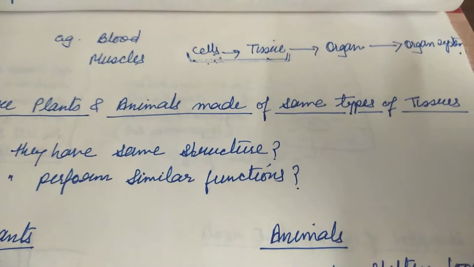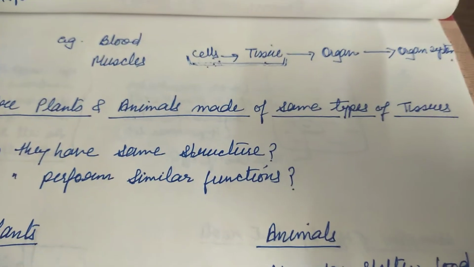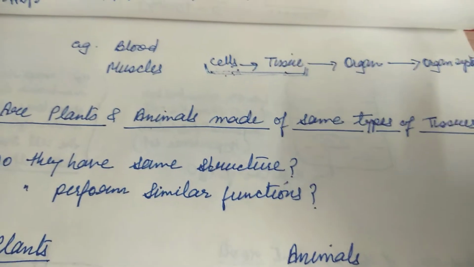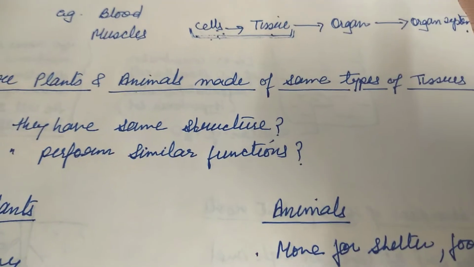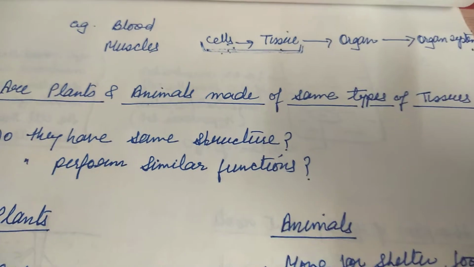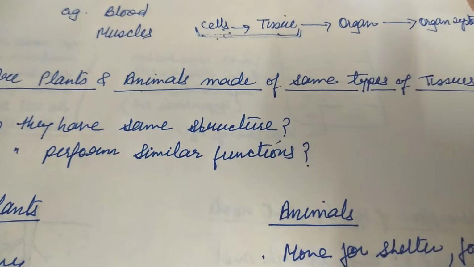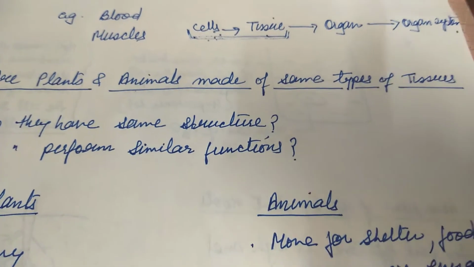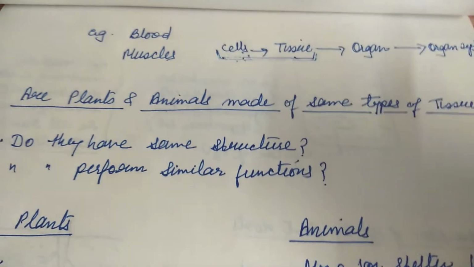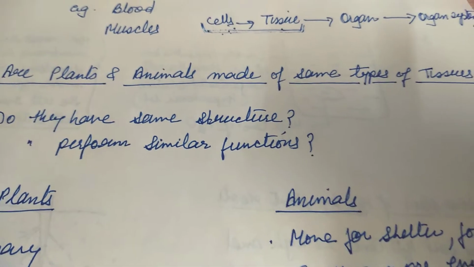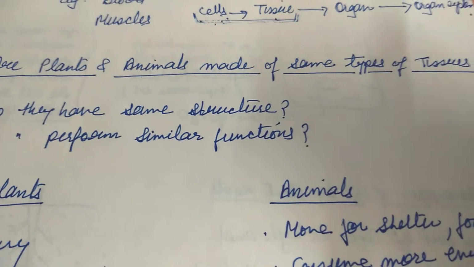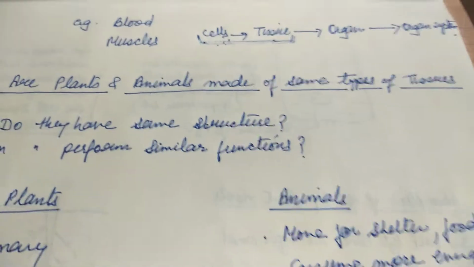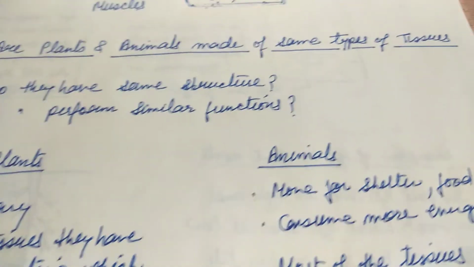So we will study the tissues of plants and animals, right? One question arises: do they have the same type of tissues? Do the tissues of plants and animals have the same structure, or do they perform a similar function? Do plants and animals have the same types of tissues? So we will answer this in this way.